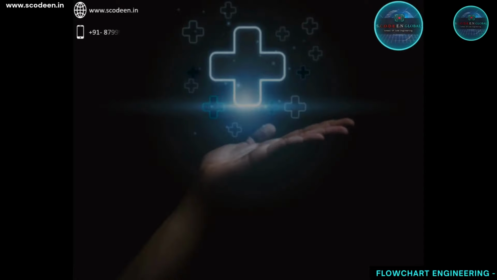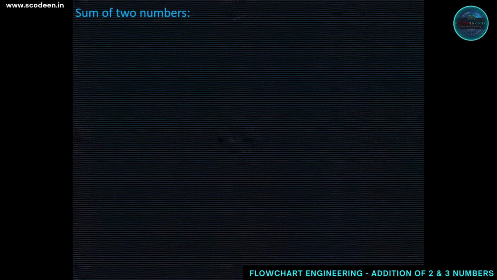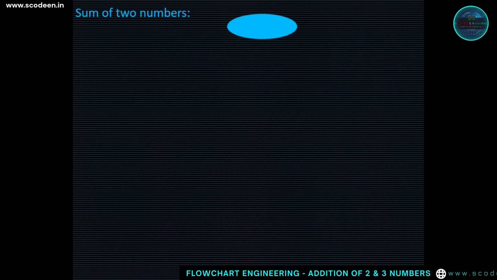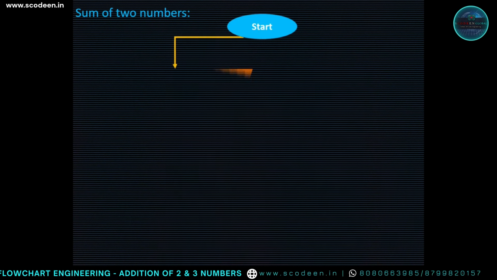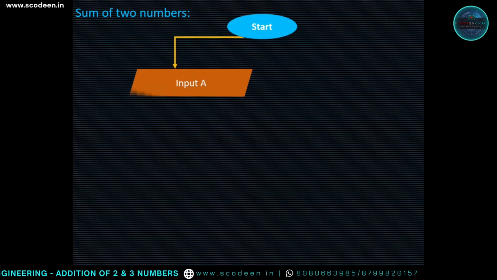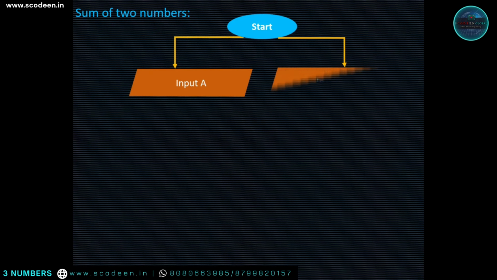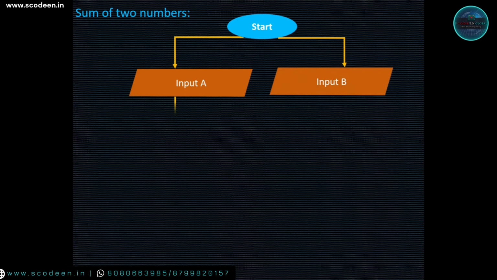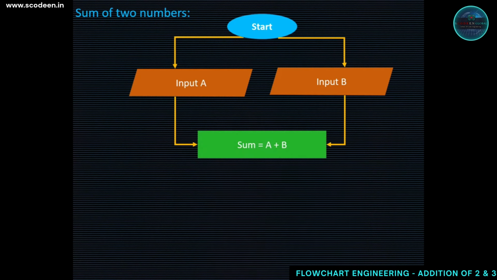So let's understand the flowchart process for addition of two numbers. So very first stage is start, and two numbers means two variables, so two inputs. So input data will be represented with a parallelogram. So input A, then input B. Then we have to concentrate on what the logic is. So the logic, that is sum, is equal to A plus B.